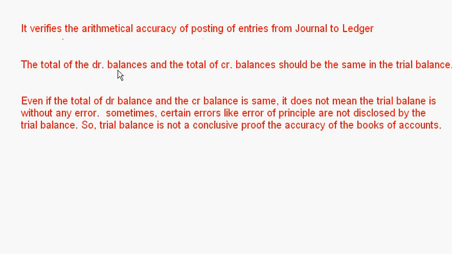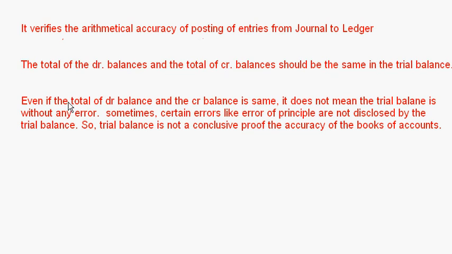That is, if the total of the debit balances and the total of the credit balances is the same, that means the trial balance is correct, right? That means it verifies the arithmetical accuracy of posting. That means all the transactions have been posted correctly into the trial balance. If the debit balance and the credit balance do not tally, then that means there is some error in the recording of journal entries or posting into the ledger.